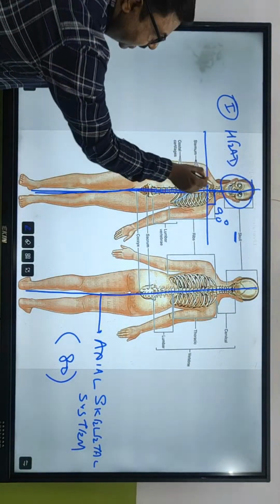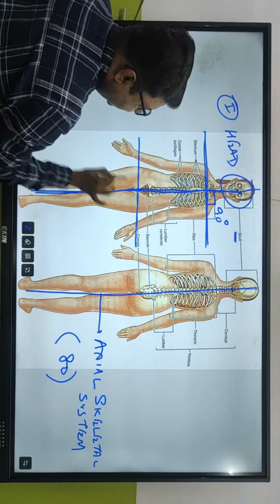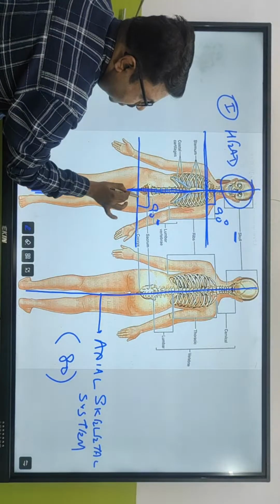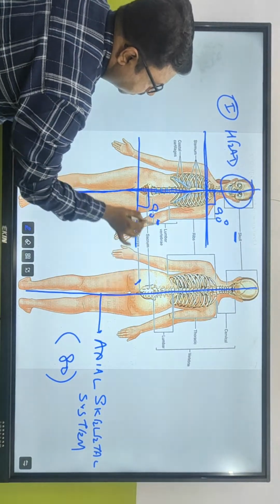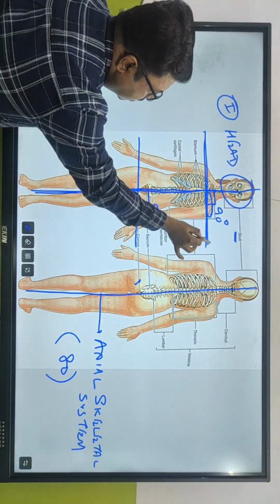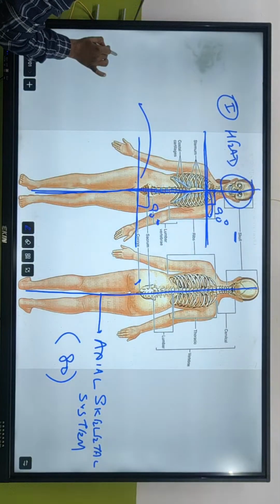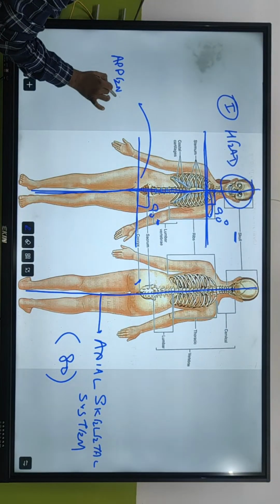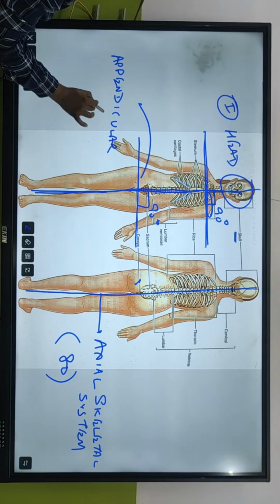And how many bones are there in this particular part, 90 degree angle में? देखो ये legs 90 degree angle में हैं. Fine. ये hands 90 degree angle में हैं. This is the collarbone, 90 degree angle में है. So these are called the appendicular skeletal system.